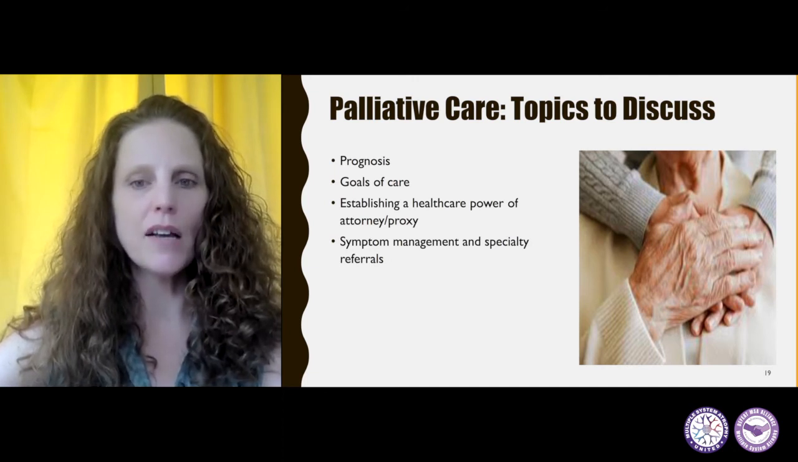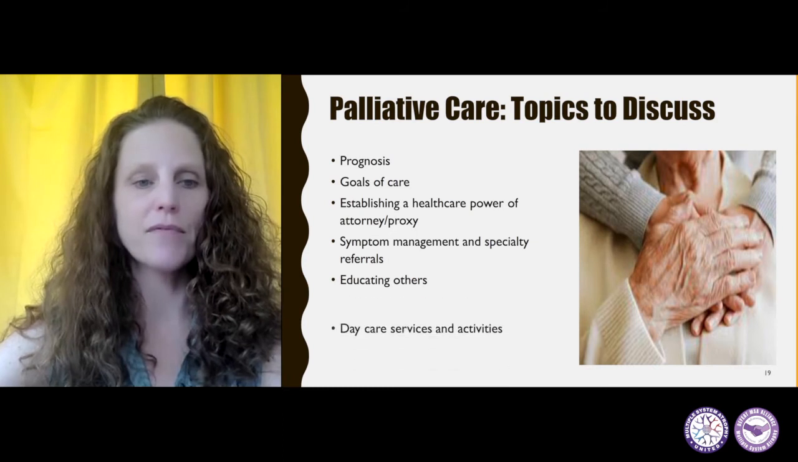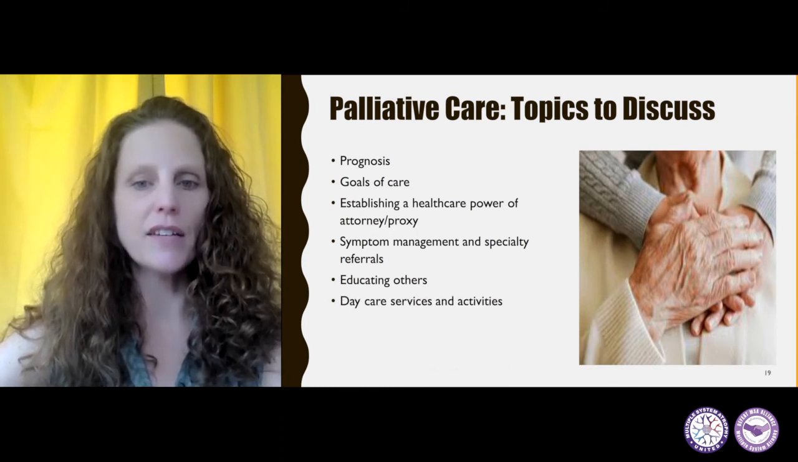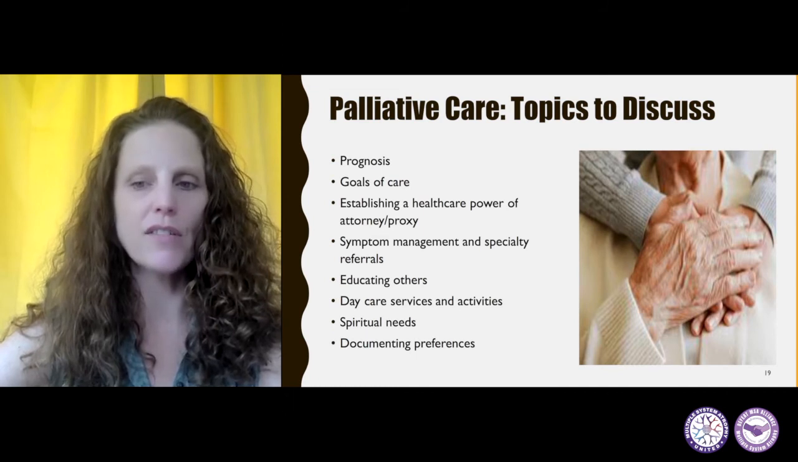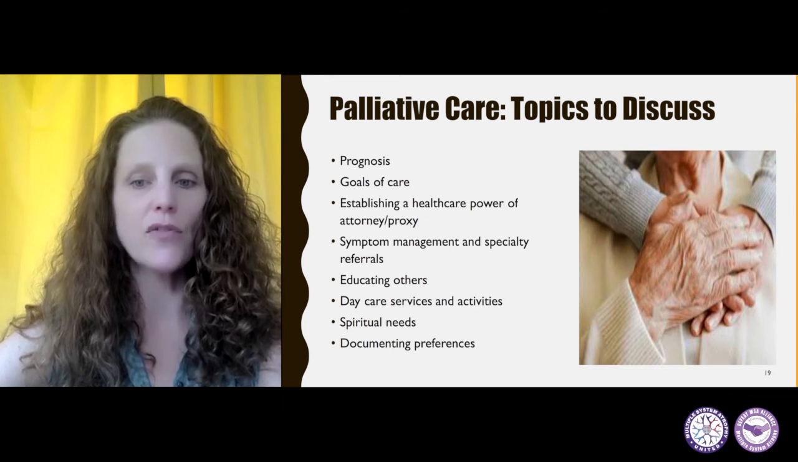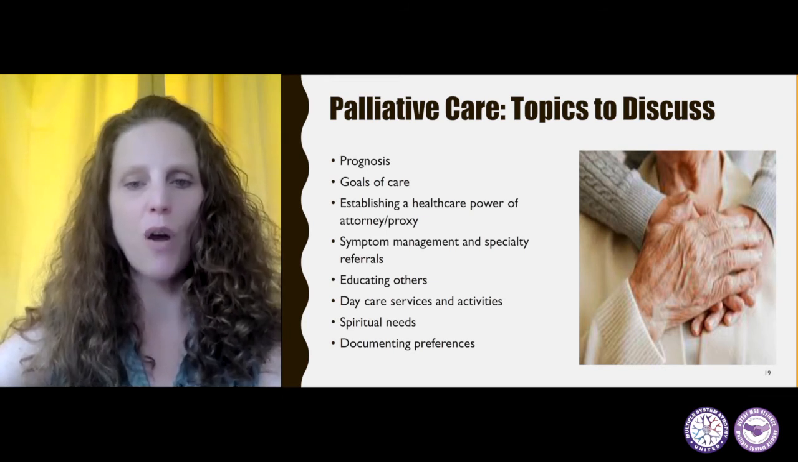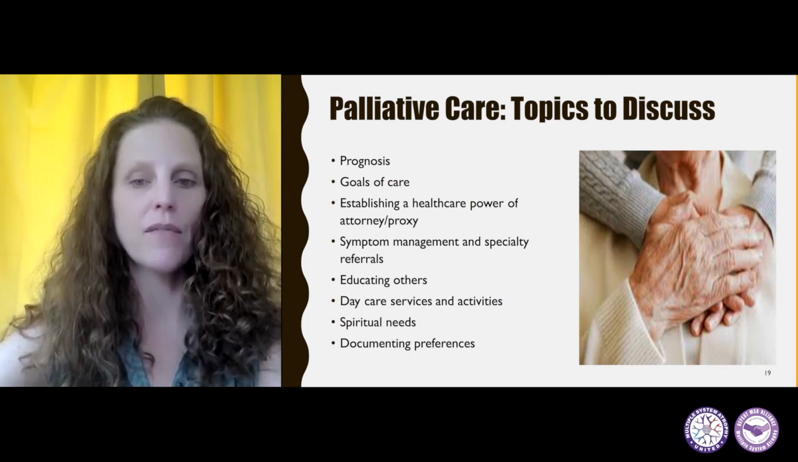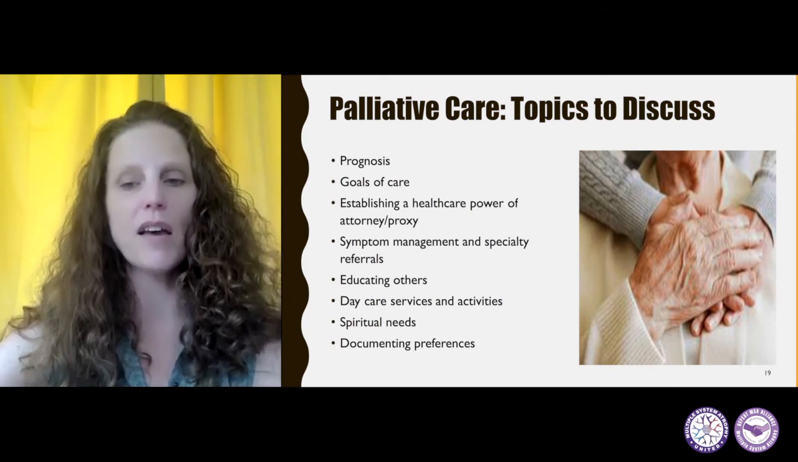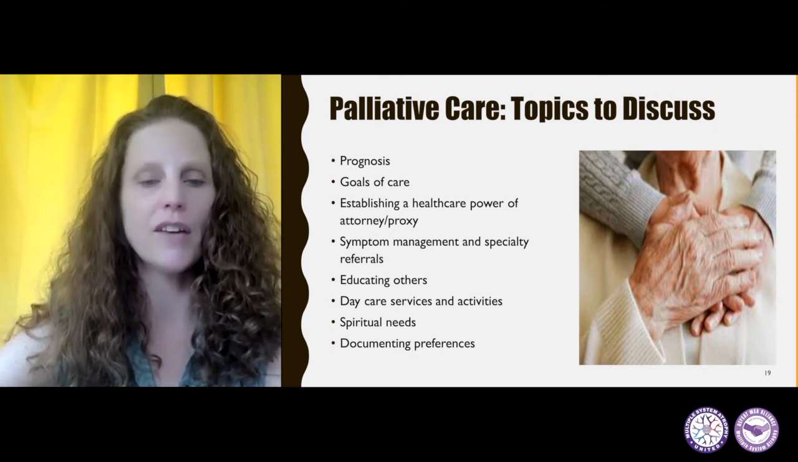symptom management and specialty referrals, the need for educating others, which may include friends and family, but even other healthcare providers, daycare services and activities, spiritual needs, and documenting preferences. So this type of documentation includes establishing advanced directives regarding preferences, for example, intubation, tracheostomy, and artificial nutrition when the patient's respiratory or swallowing functions begin to fail, do not resuscitate orders, and the preferred place of death. The most common causes of death in patients with MSA are sudden cardiac or respiratory failure and pneumonia.